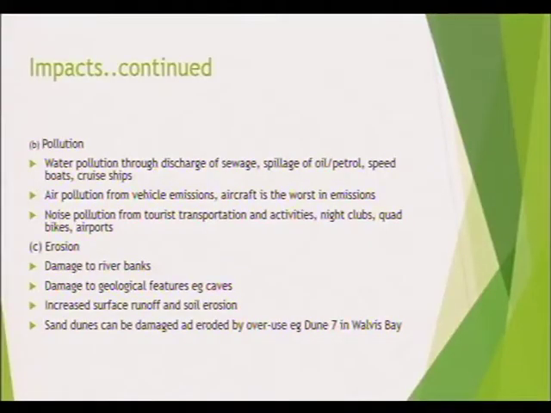Air transport has become the worst in air emissions. These huge aircraft that you see flying by are causing a lot of air pollution. We also have noise pollution. I'm sure all of you can be affected by this. When the tourists come, they go to nightclubs, and a lot of noise results from that. Quad bikes, I'm sure those who are from Mondesa, they can testify to this. When we have those quad bikes climbing the sand dunes, they make a lot of noise. The airports also make a lot of noise.